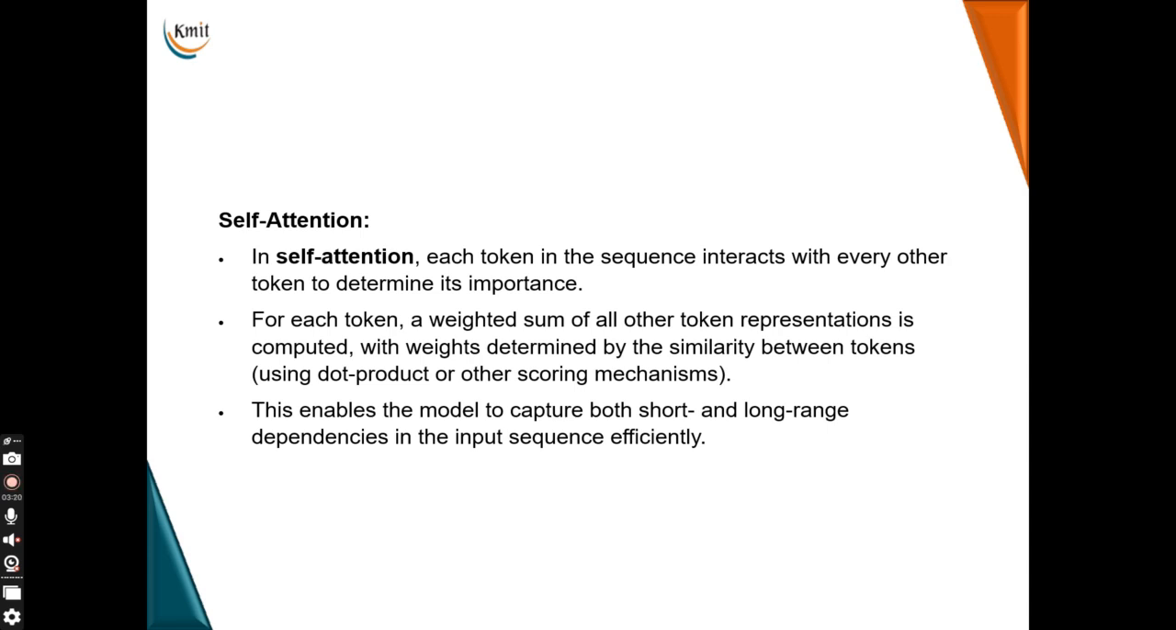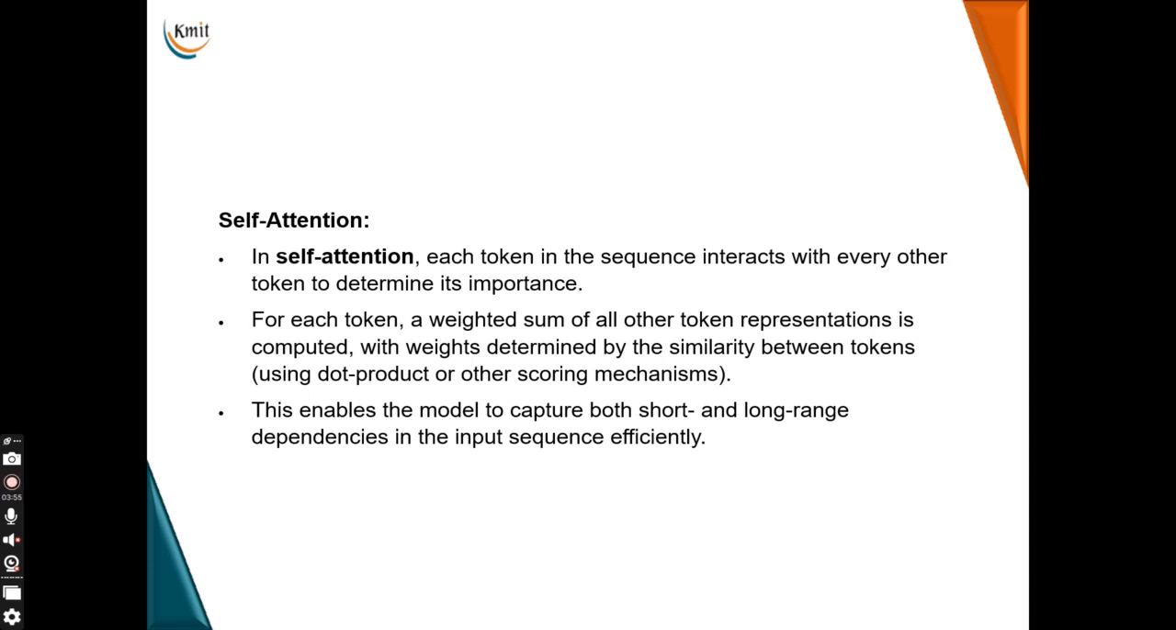Say for example, I have to translate a sentence: I am eating an apple. I have 5 tokens in my sentence. So in this sentence, each token in the sequence interacts with all the other 4 tokens of the sentence. And for every token we calculate the weighted sum.